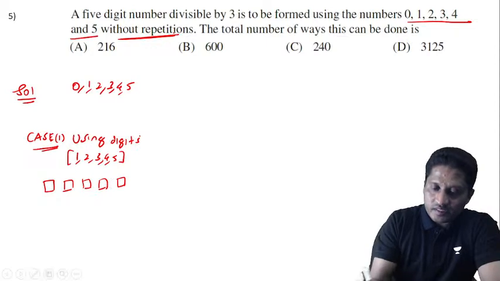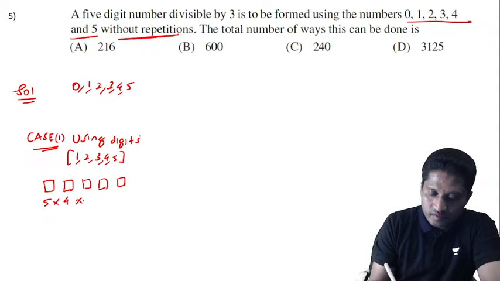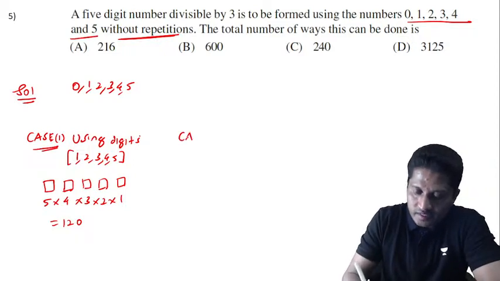Okay, and without repetition. First place can be filled in 5 ways. Next place can be filled in 4 ways. Next is 3, next is 2, this is 1. So you get this is 120. Right, case number 2.